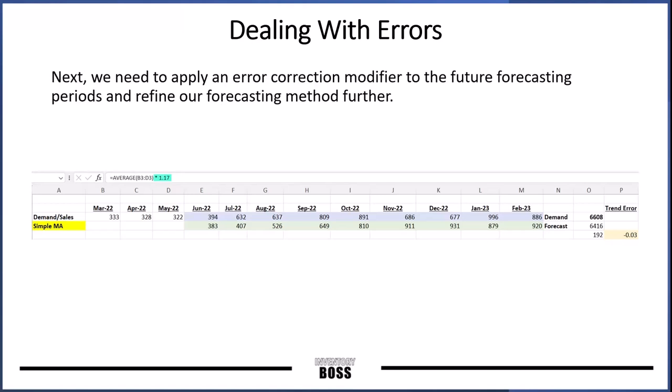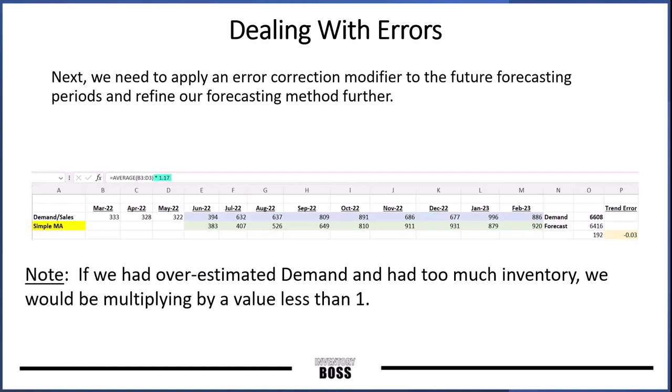Now, one more thing. In the forecast that we were correcting, we had forecasted too few units. But what if you over-forecast? Well, if you had overestimated demand and had too much inventory, we would be multiplying by a value less than 1. So we tried to make up for a shortfall by multiplying by 17% in a positive way. We were down 17%, so we tried to multiply it by 17% to bring it close to zero. If we had overestimated and we needed to downgrade that estimate through our error correction, we would have to multiply by a value less than 1.